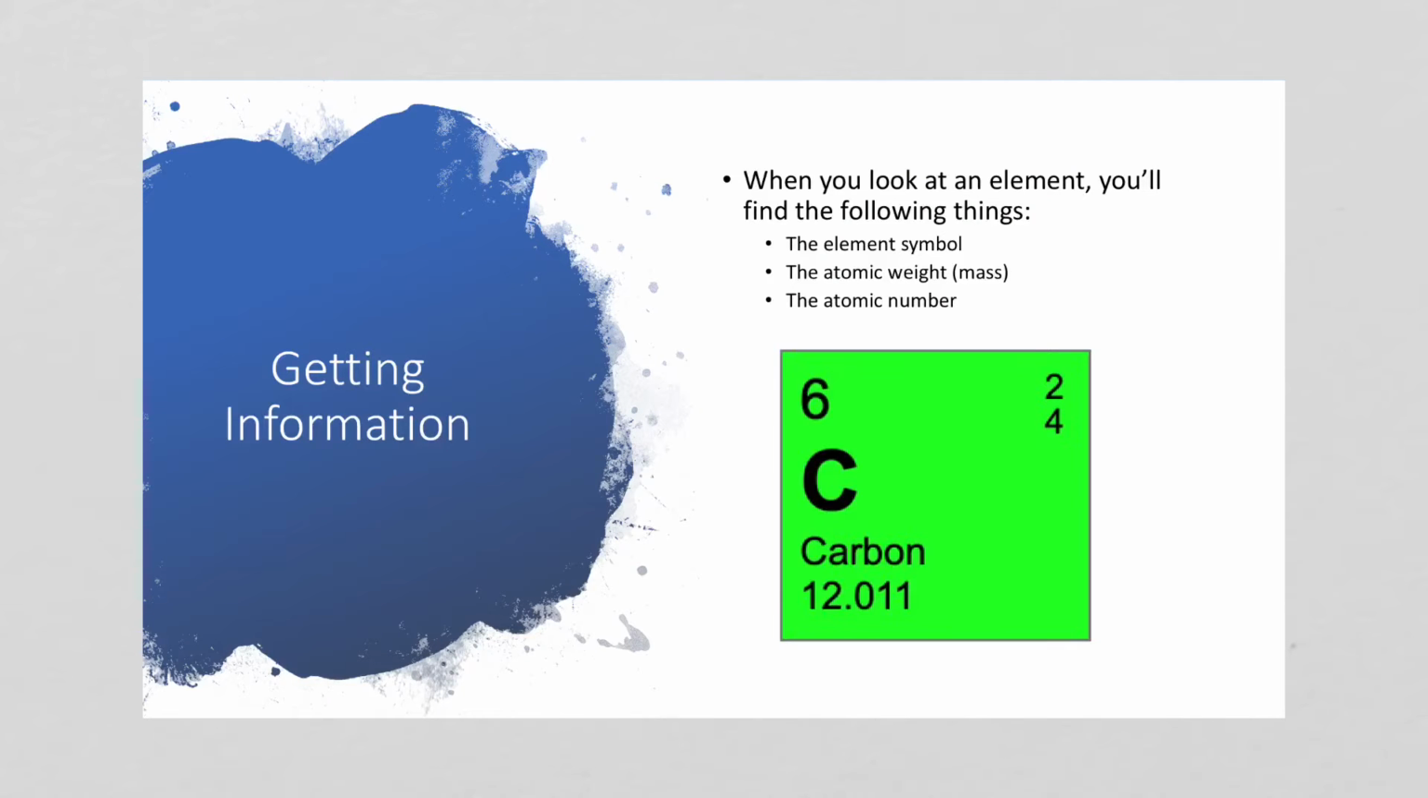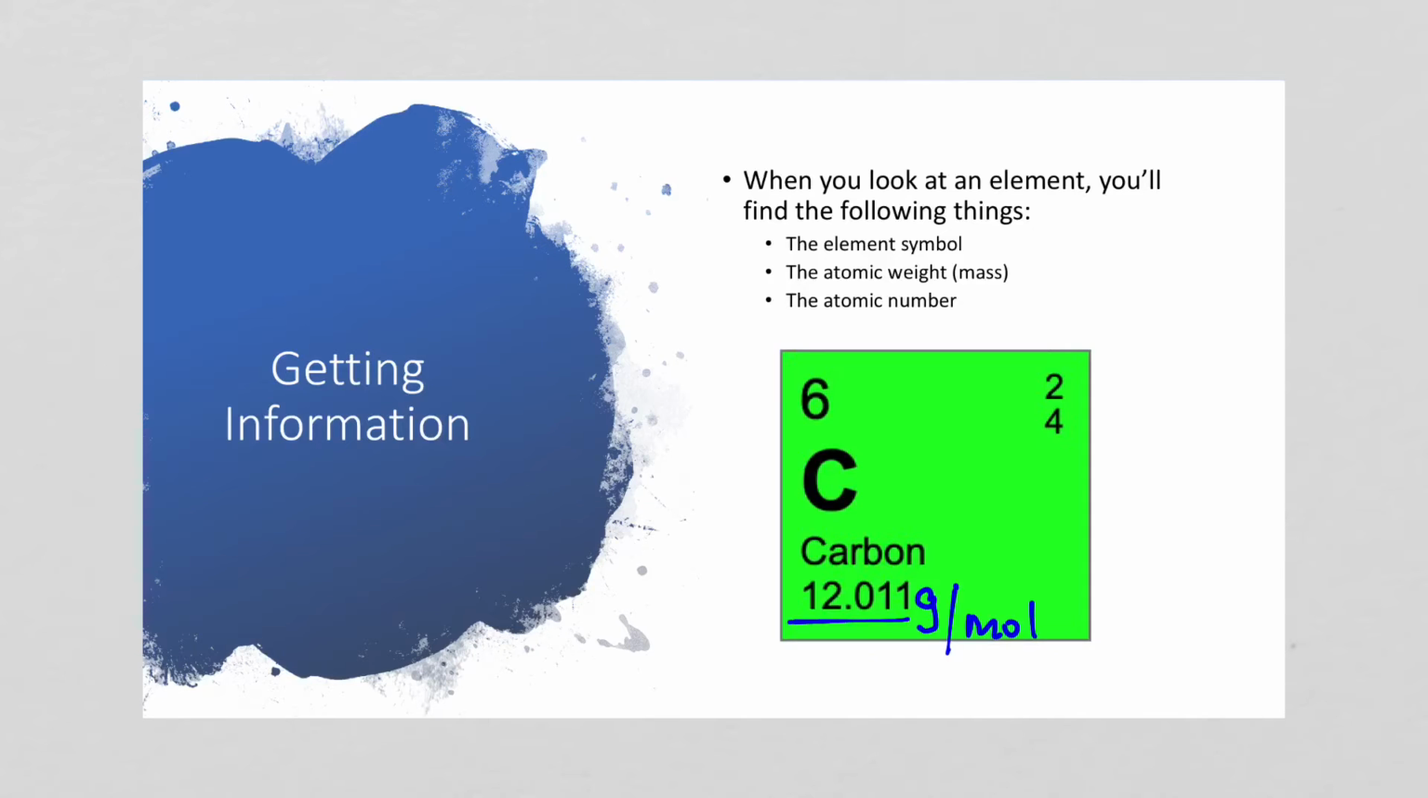When you look at an element, you'll find these things. You'll find a symbol. So we're going to look at carbon here. You'll find a symbol, and it's just represented by a capital C. You'll find the atomic weight in mass. So it's listed as grams. So just know that it's listed as grams. And it's really listed as grams per mole, right? So 1 mole of carbon is 12.011 grams. A lot of times you'll just use 12. But it just depends on what your teacher recommends or prefers, so make sure to get direction from your instructor on that.